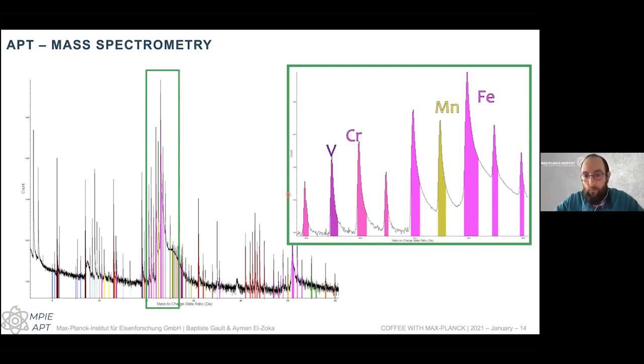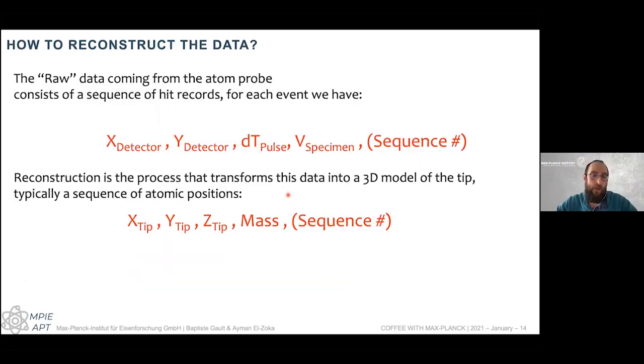But globally, what this gives me is the relative quantity of, for example, iron versus chromium versus manganese versus vanadium inside of this material. So I have the composition of the material. And what I also have are these detector coordinates, the impact position, and I can turn them into a series of X, Y, Z, and mass information in the three-dimensional space.